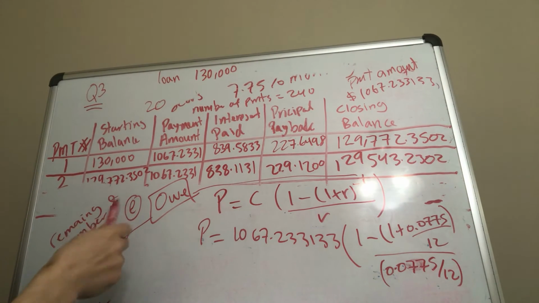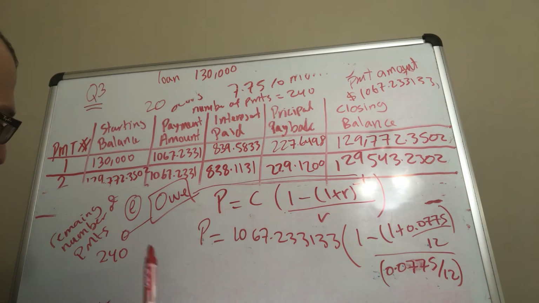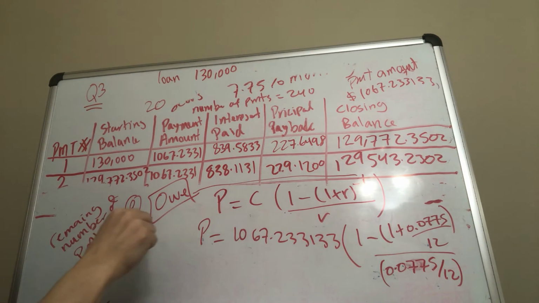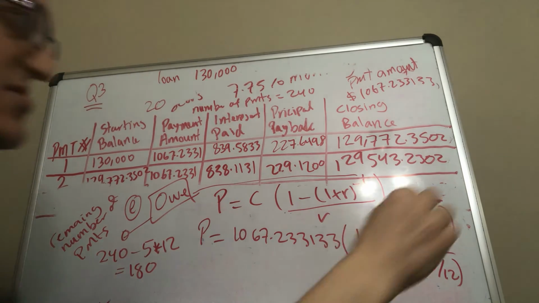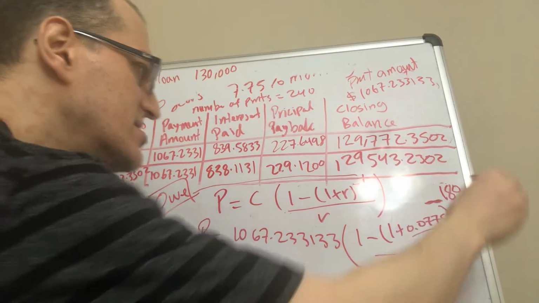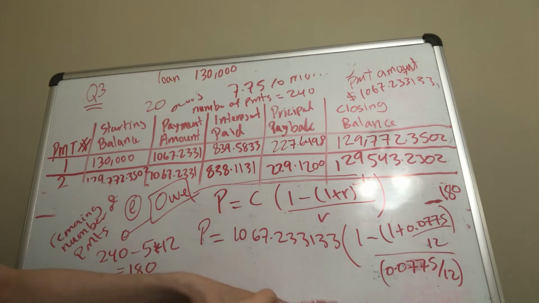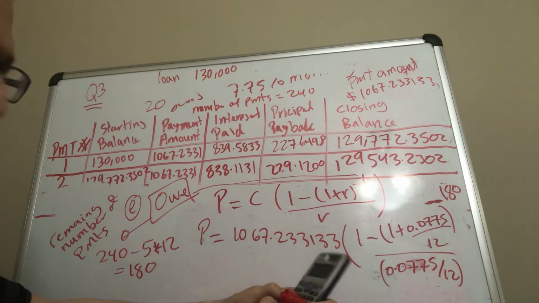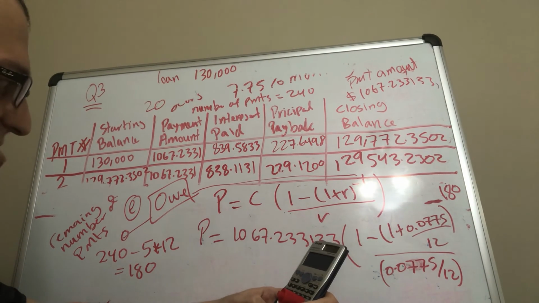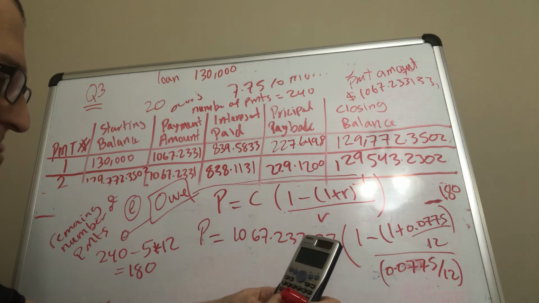So we know altogether there are 240 payments, 12 times 20. In 5 years, you would have made 60 payments, 5 times 12. So the remaining number of payments, there are 180 payments left. So this number would be 180. So we put everything together, and that will tell you how much. Obviously, you would owe them less than 130,000. So you put this in the calculator.